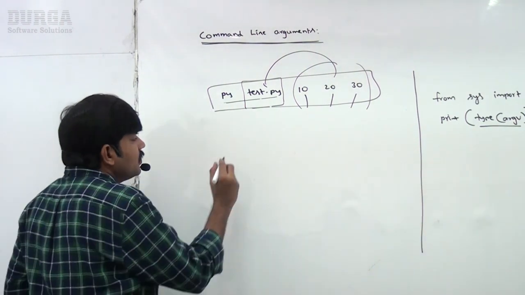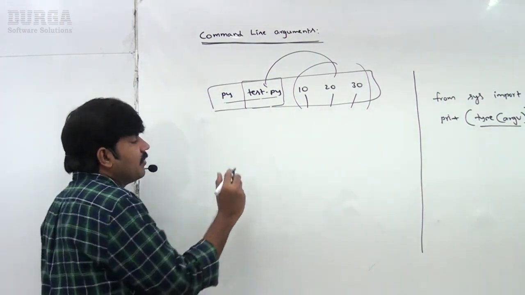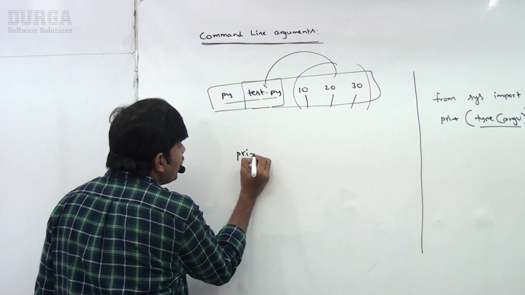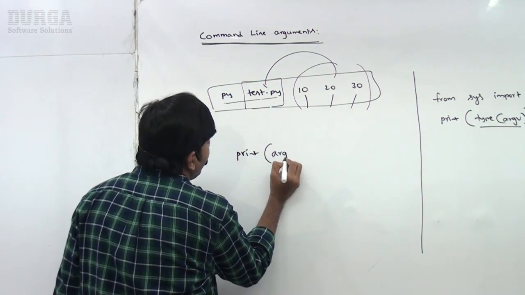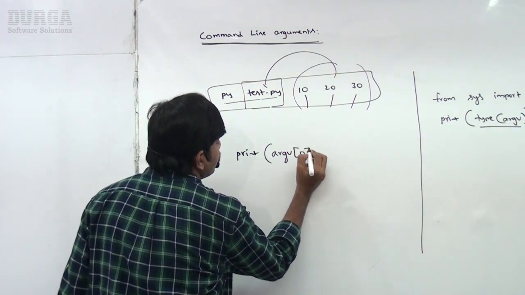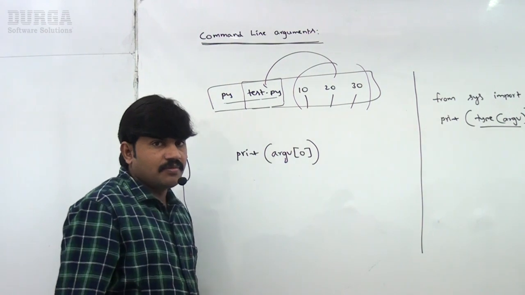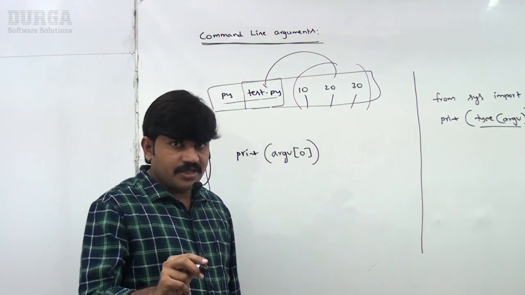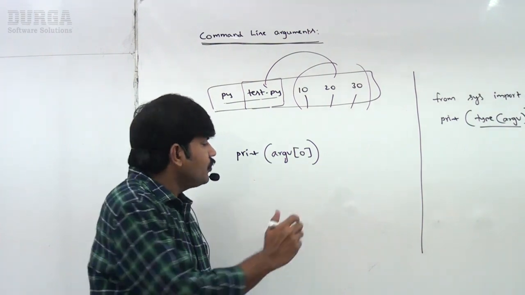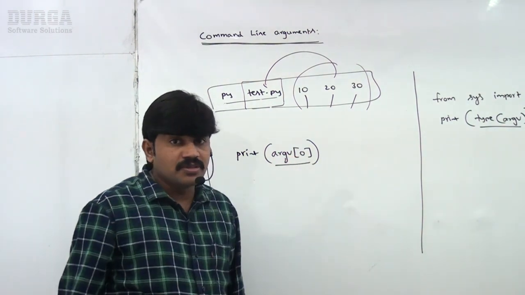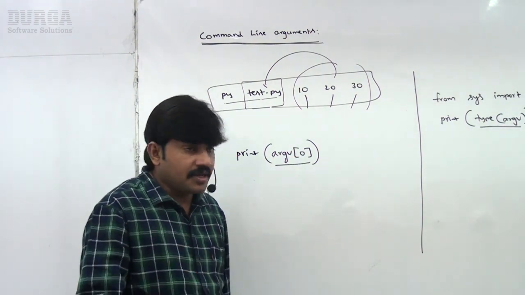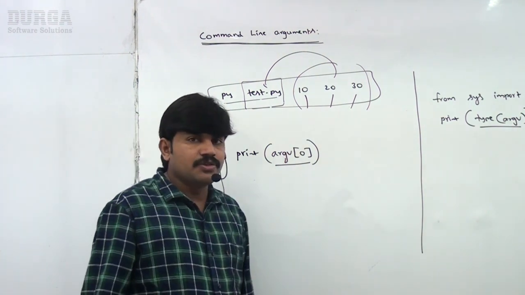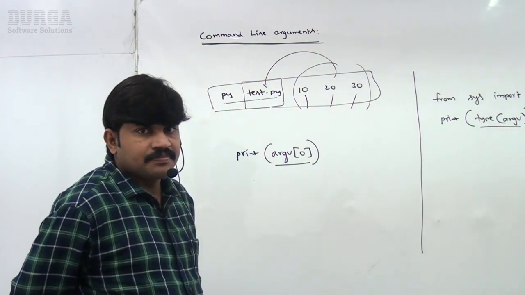Now, inside my Python file, I'm taking print of argv of 0. Please confirm what answer we are going to get. How can you access the first element of a list? argv of 0. By using the index we can access list elements, right? Please confirm argv of 0. What answer are we going to get?